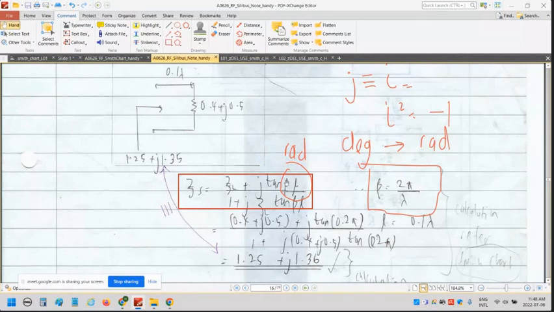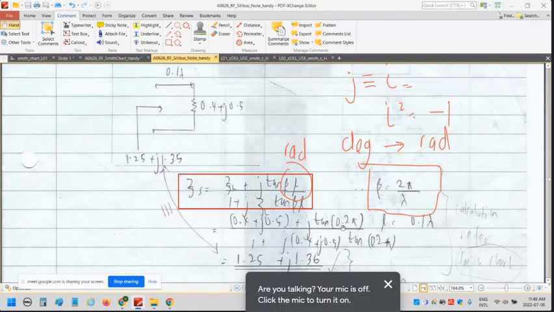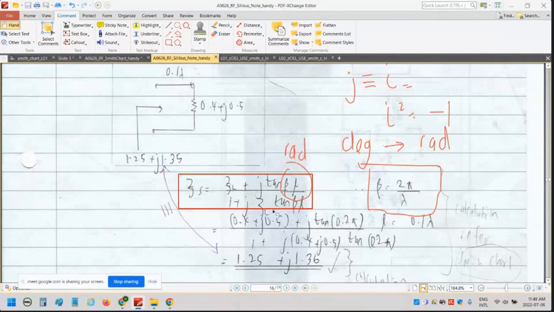This beta L is measured in radian. Beta is fixed, 2 pi divided by lambda. L is the length in lambda. For this question, L is given as 0.1 lambda. So 2 multiplied by 0.1, you get 0.2 pi. Lambda cancels, because 2 pi over lambda times 0.1 lambda, the lambda cancels. You should get 0.2 pi. This angle is measured in radian, not in degree.